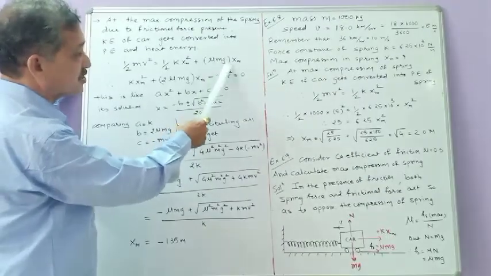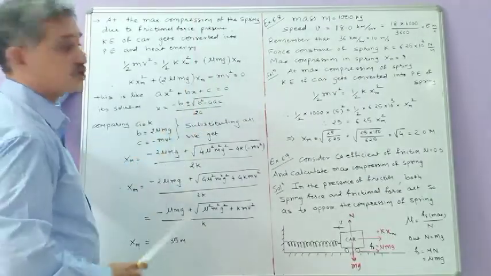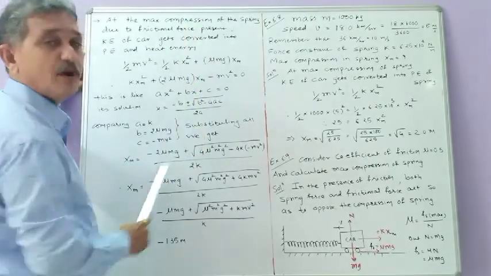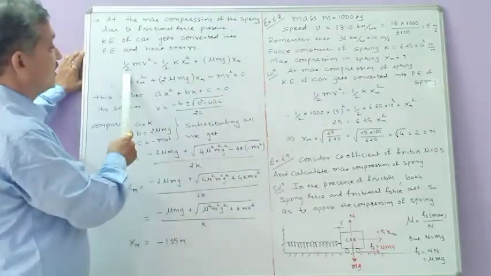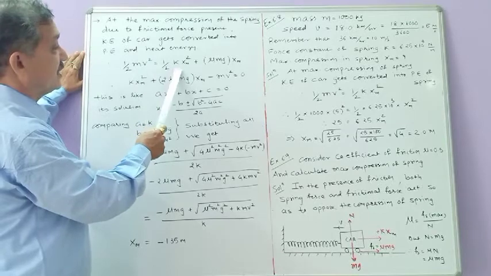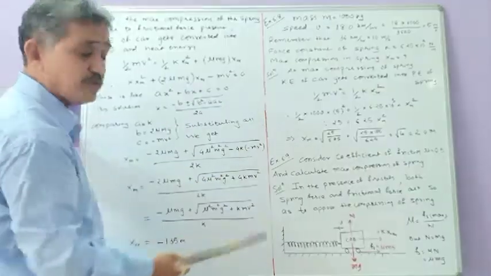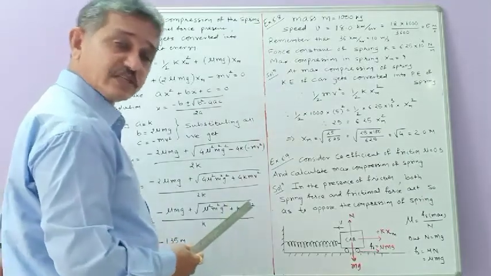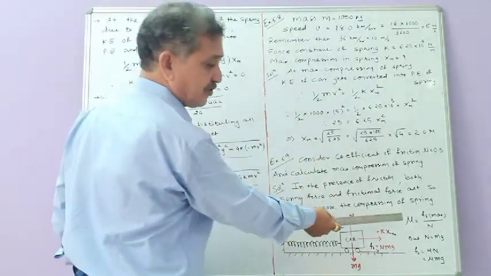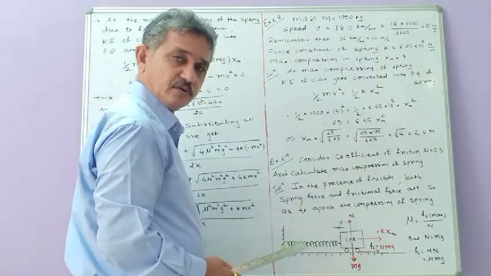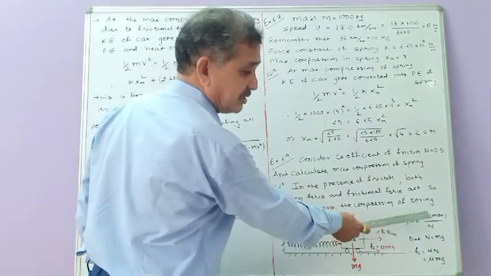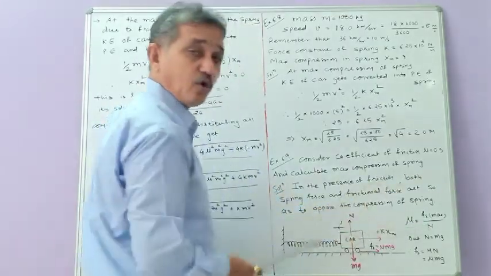That's why this is frictional force multiplied by displacement. So frictional force is μmg. Kinetic energy is 1/2 mv². Potential energy is 1/2 kxm². So this frictional force μmg, how does it come? So actually you will study in lesson number 5. Coefficient of friction of a surface is equal to maximum static frictional force upon normal force.